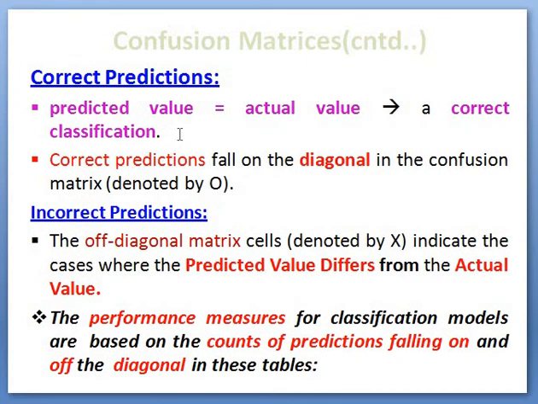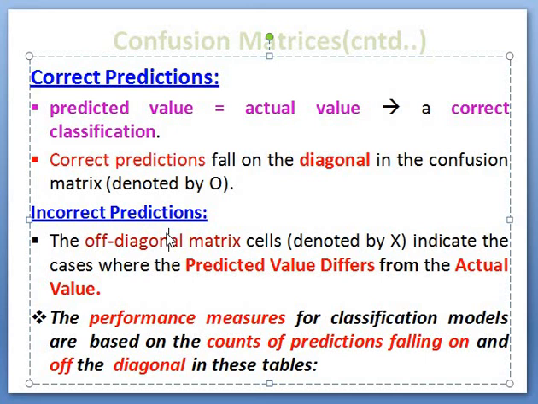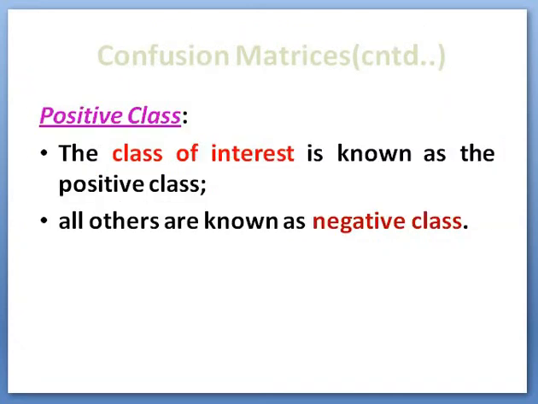Correct prediction means the predicted value should be equal to the actual value. In the confusion matrix it will be represented as a diagonal element. Incorrect prediction means the predicted value is not equal to the actual value. The positive class means the class of our interest, and all other classes are termed as negative class.